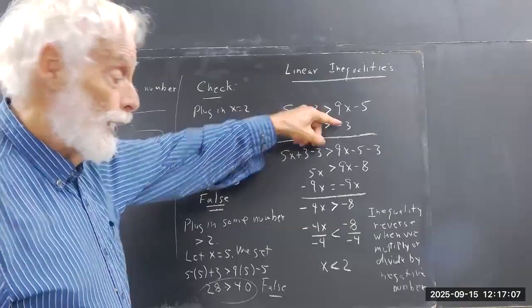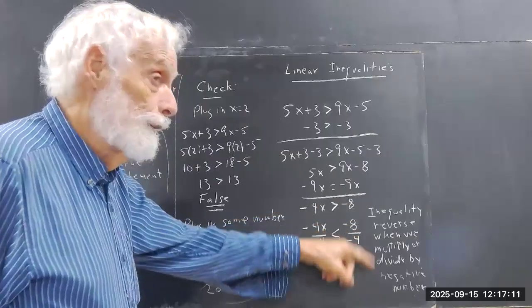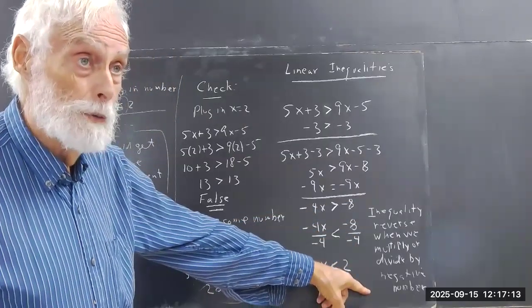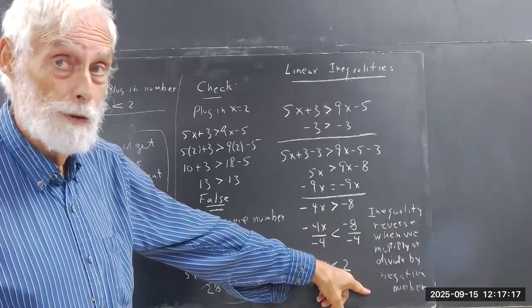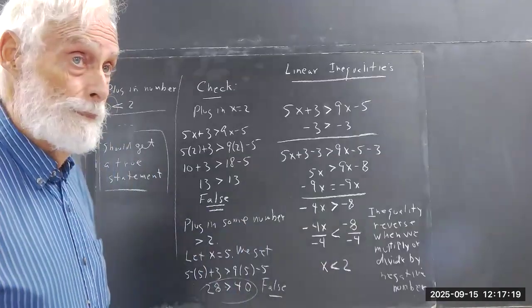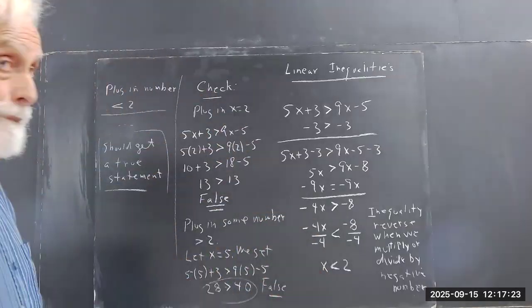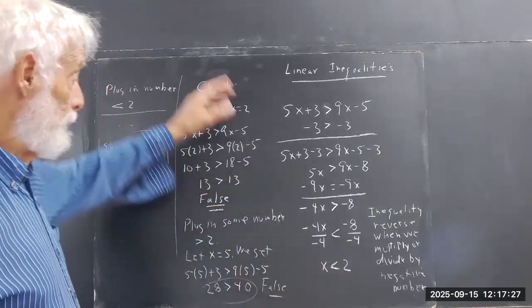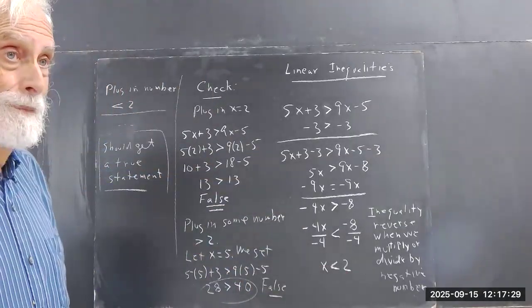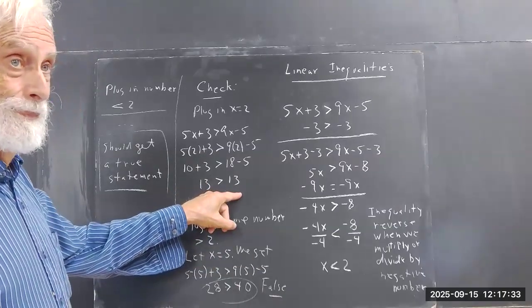Okay? And if you multiply or divide by a negative, this is the big deal. It's the one thing you got to remember. Everything else is just like what you already know how to do. If you get a solution, check it. First check if x is equal to this number, you get a true or false statement. And you should get the same number on both sides.